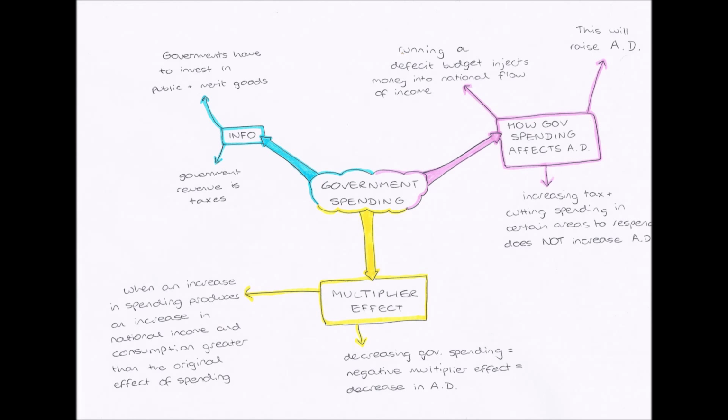Next we have the multiplier effect. And the multiplier effect is defined as when an increase in spending produces an increase in national income and consumption greater than the original effect of spending.